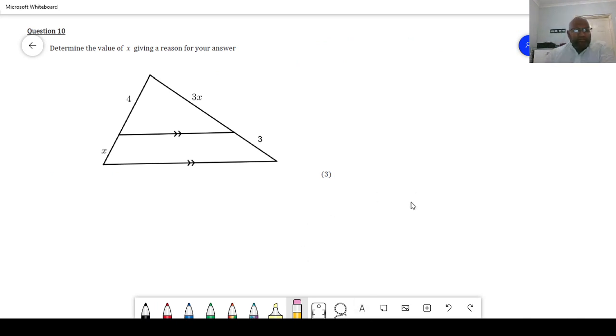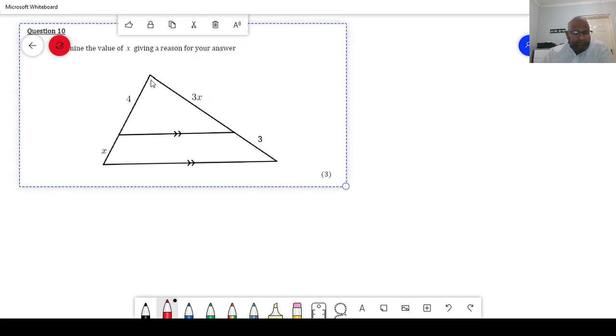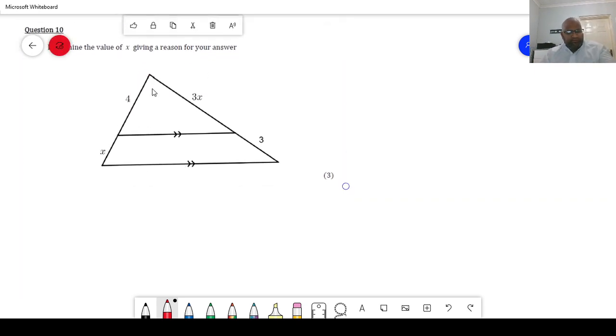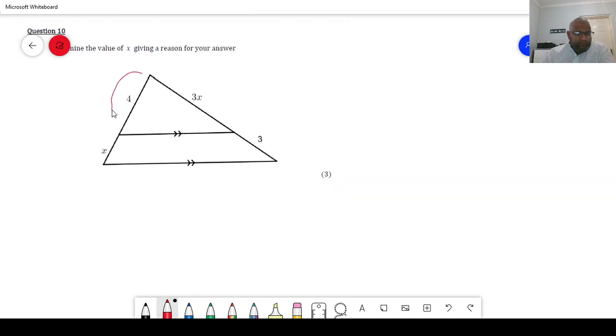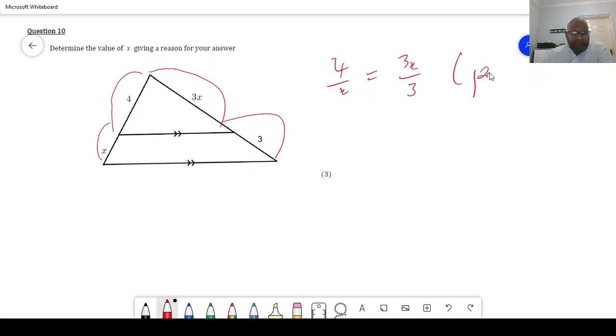Okay, so now we're looking at question 10. The question says determine the value of x, giving a reason for your answer. So as you can see, these lines are parallel, so we can use the proportionality theorem. We can say that 4 over x is equal to 3x over 3. And your reason here is the proportionality theorem.